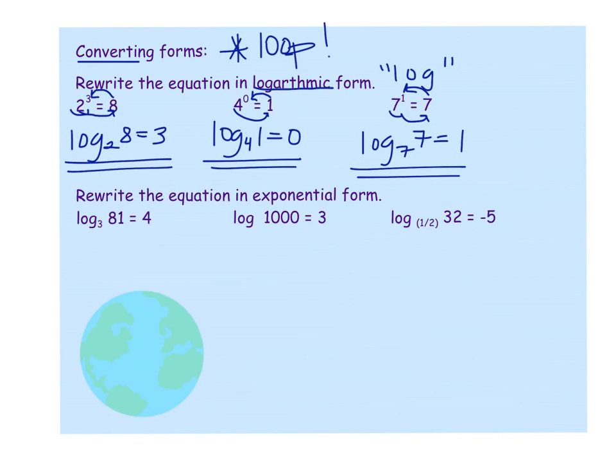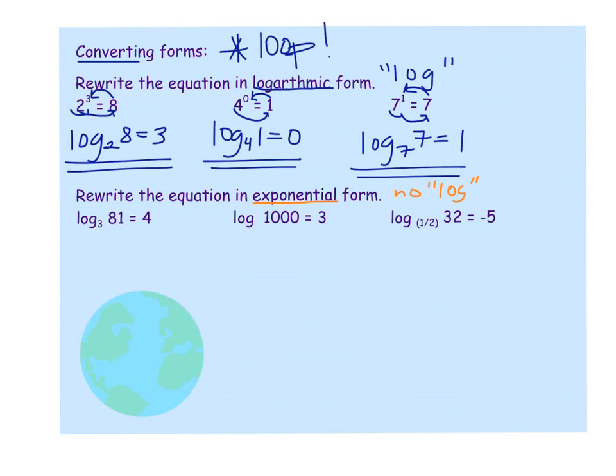Now when we flip-flop that, to rewrite in exponential form, you should have no log when you're done. We want to get rid of that. That means we're going to take that subscript base and make it the base for the exponential. And we still do the looping.